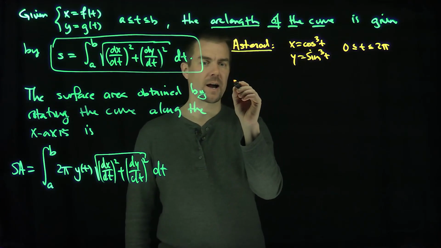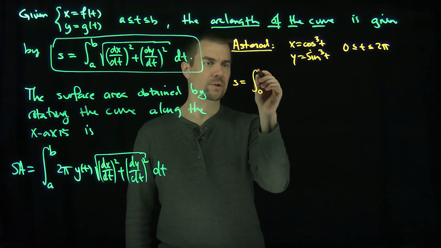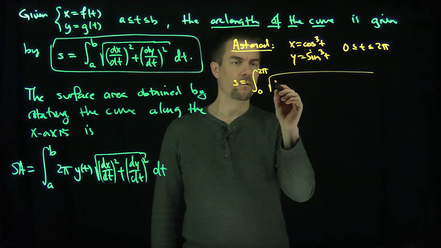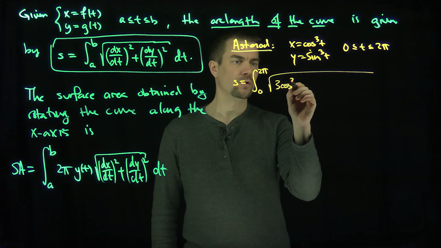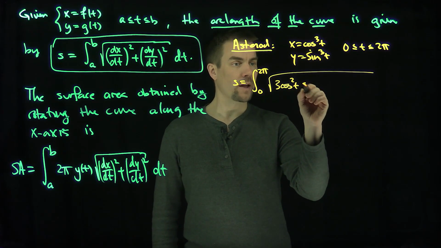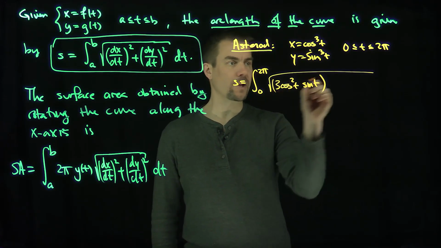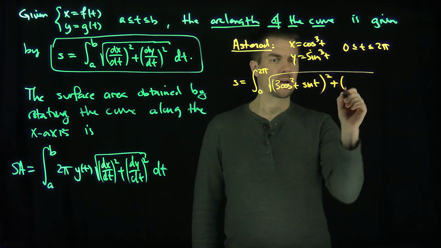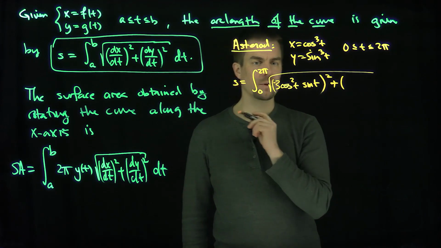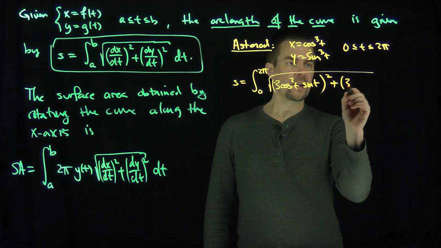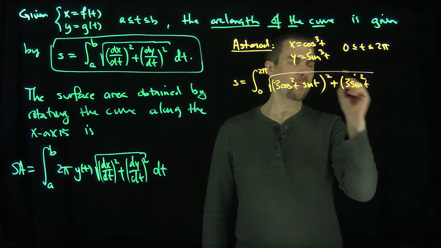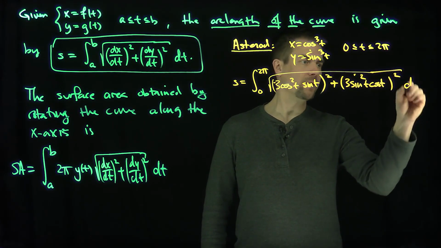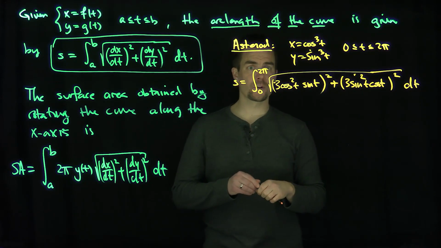So what's the arc length? The s is going to be the integral from 0 to 2 pi of the square root of 3 cosine squared t, then technically it would be a negative sign, but since it's being squared, I'm just going to avoid that negative sign for notational convenience. And then plus, maybe I should put the negative in there just for it to be completely correct, then 3 sine squared t, and then a cosine t quantity squared, okay? dt.